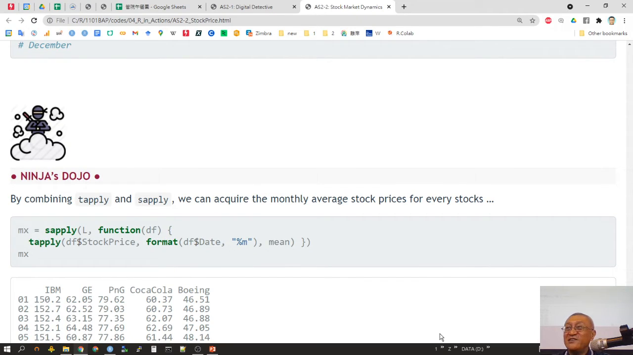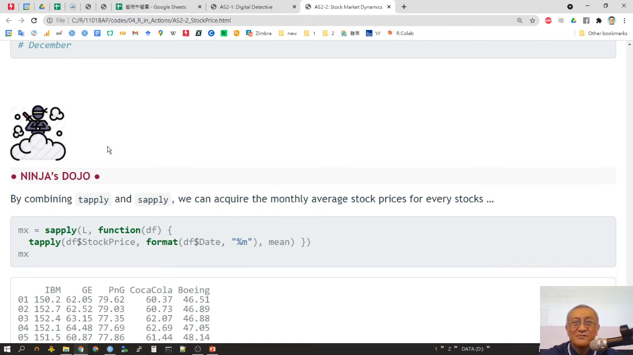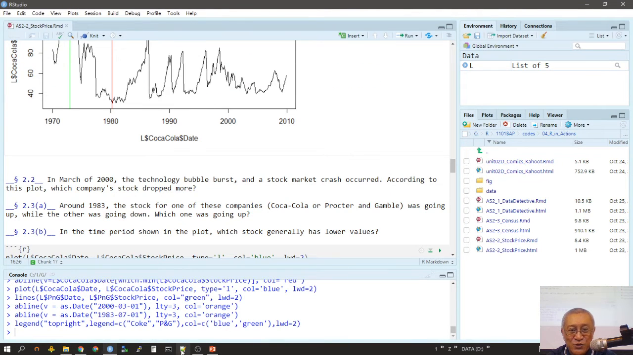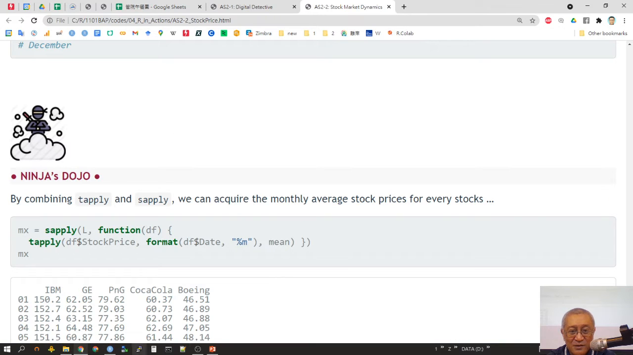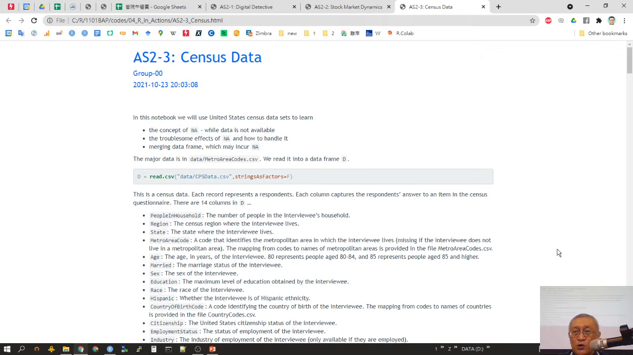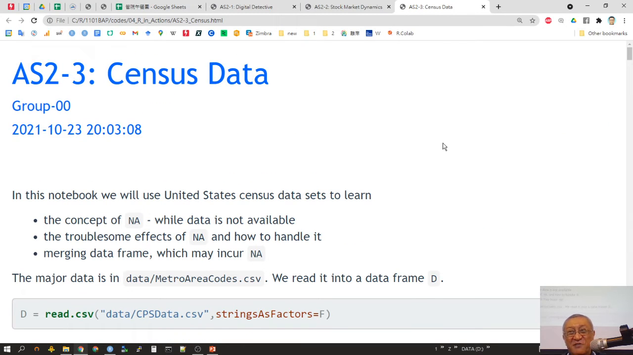Now this is for the second notebook. Okay. Now we have about 20 minutes to do the third one. So I think I'll just try to explain the third one in the web page because we kind of run out of time, right?